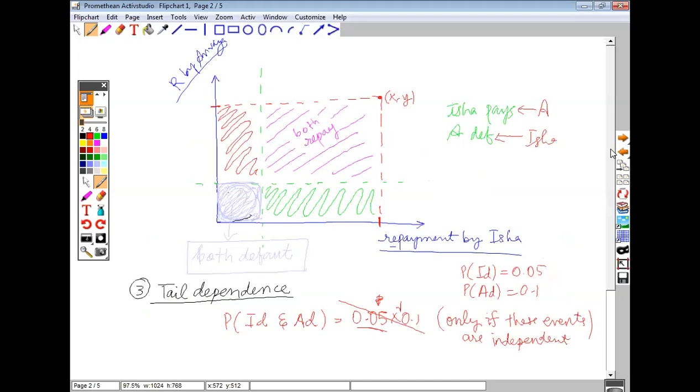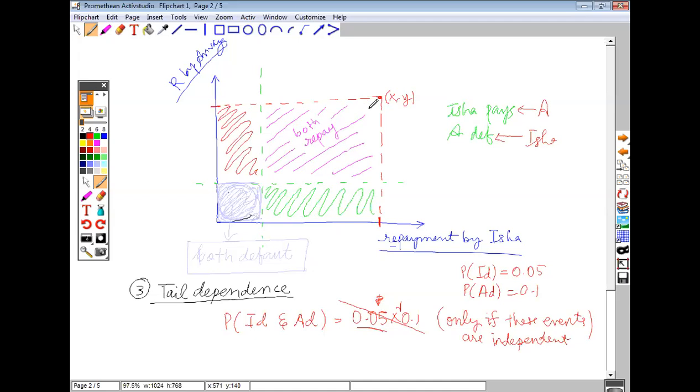And then we had a look at how we care about the lower tail and the upper tail. If I'm looking at the payment, I care about the lower tail the most. And if I'm looking at the default, I'll care about the maximum default that these two people will do, which would be right up there in the upper tail.